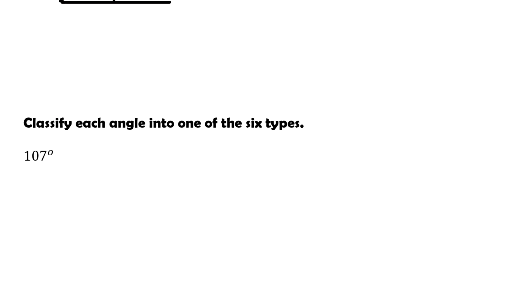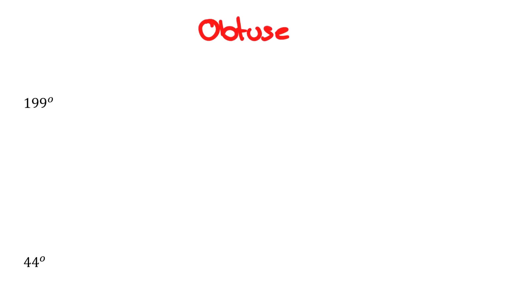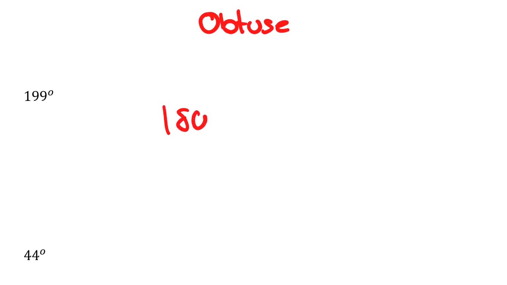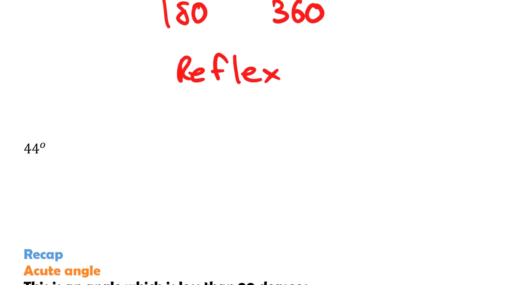Now here we have some numbers, and we're doing the same thing. We're classifying these into one of the 6 types. We're dealing with 107 here. Remember, 107 is between 90 and 180, and if it's between 90 and 180, we know it as an obtuse. The next one we have is 199. I know 180 to 360, it's between that range, and we know that as a reflex. Now the last one, 44. It's less than 90, so we call that an acute angle.